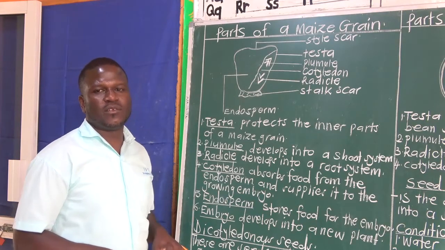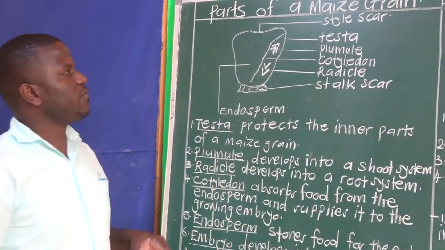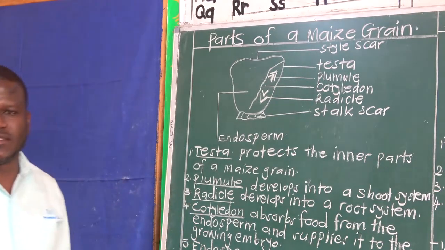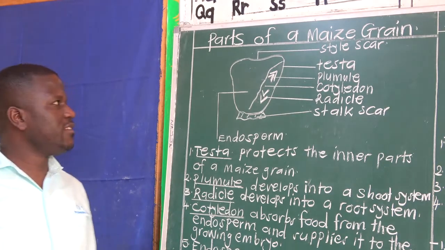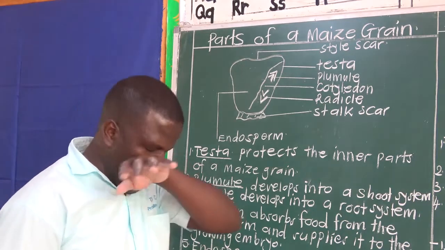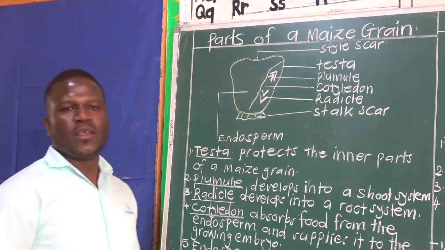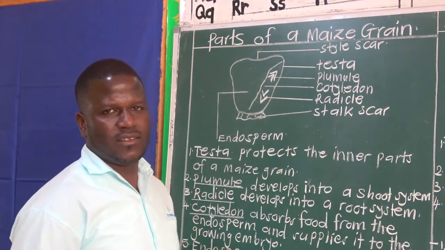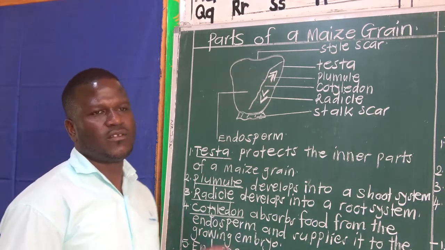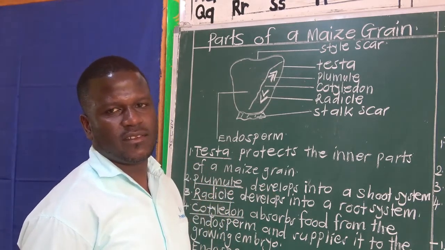In our previous lesson, we looked at the types of seeds. We said we have monocotyledonous seeds and dicotyledonous seeds. We looked at monocotyledonous seeds in detail. We said monocotyledonous seeds are seeds with one cotyledon. We gave examples: maize, wheat, sorghum, barley, oats, millet, and so on.